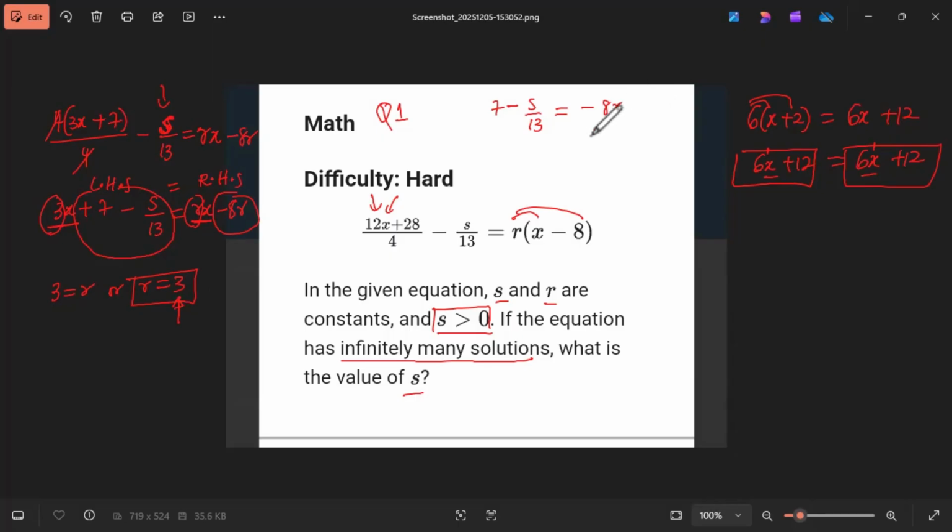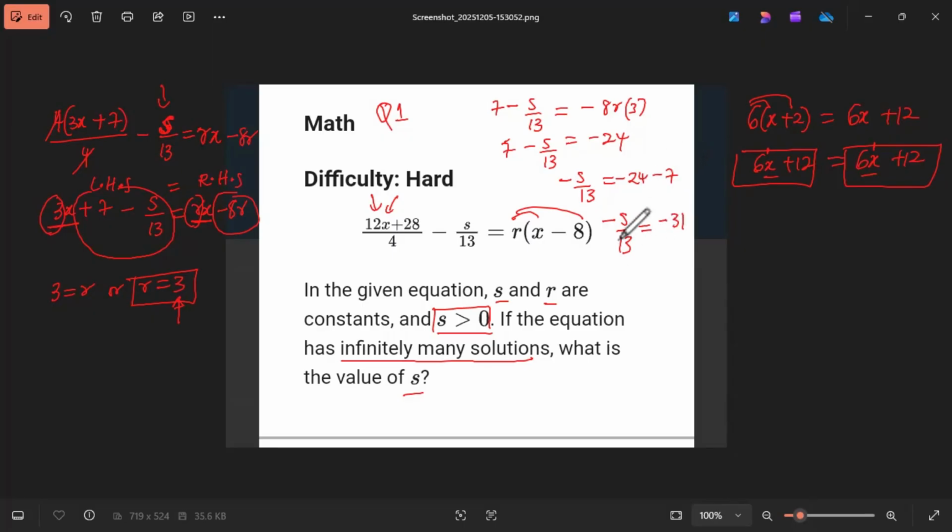So if you put in 3 here, that would be 8 times 3, and that is 24. That will be minus 24. And here you have 7 minus x upon 13. So you take this 7 to the other side, so we have minus x upon 13 equal to minus 24 minus 7, and you have minus x upon 13 equal to minus 31, right? Yes, minus 24 minus 7 is minus 31.